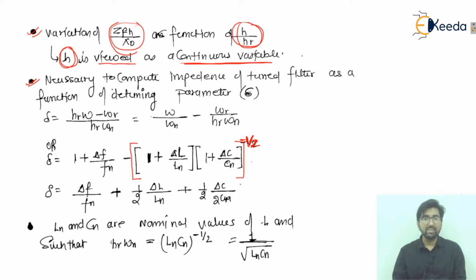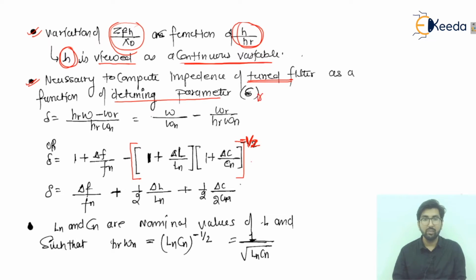Now, if we're talking about tuned filters, it is necessary to compute the impedance as a function of a detuning parameter. As in resonance we were using the delta, that was a ratio for the frequencies, the change in the frequency divided by the resonance frequency. We were using it in the resonance chapter in your network analysis. The same thing we are going to do here. That delta is the detuning parameter.